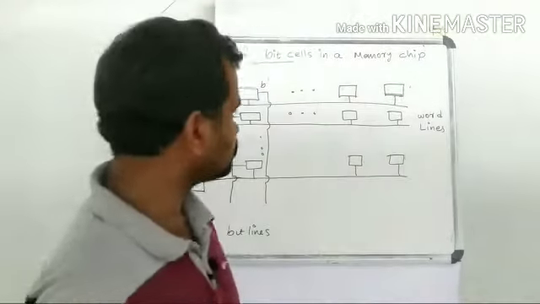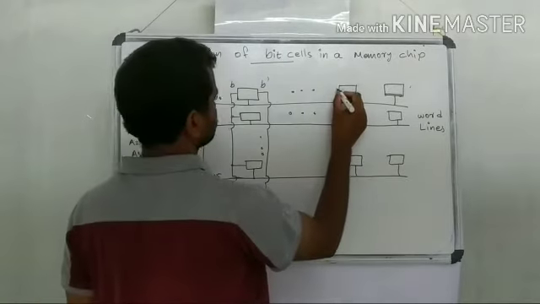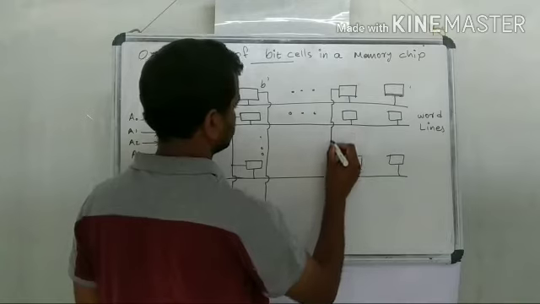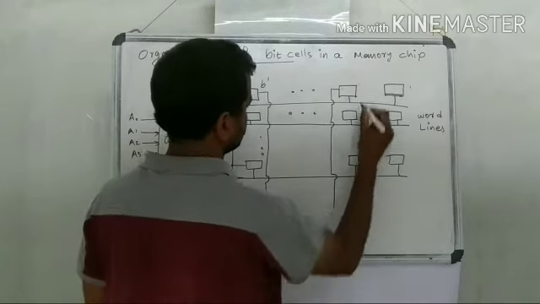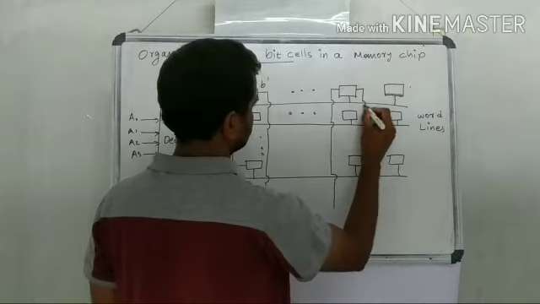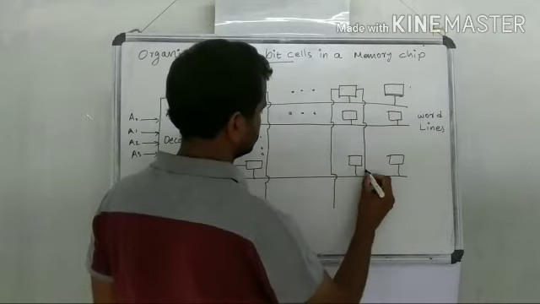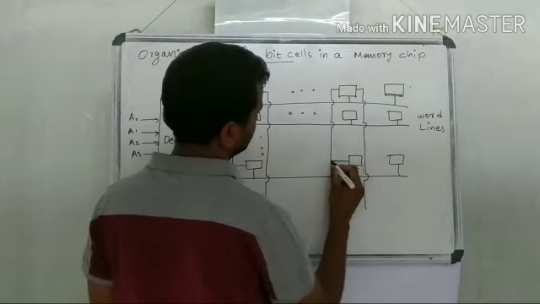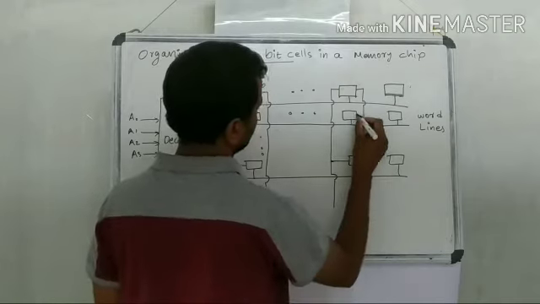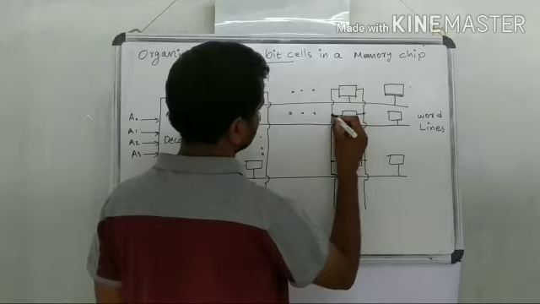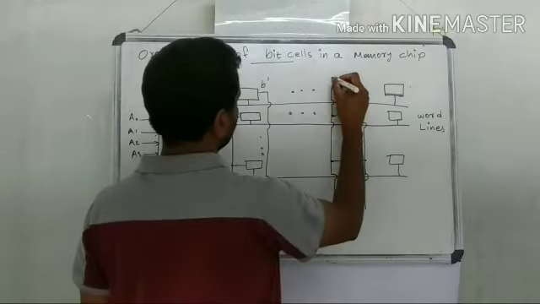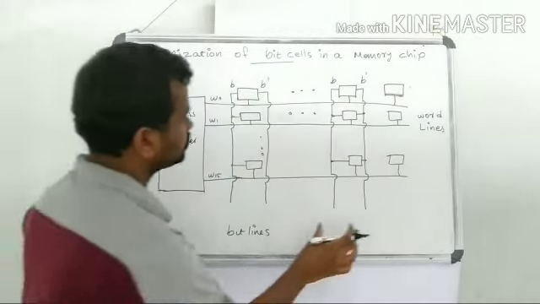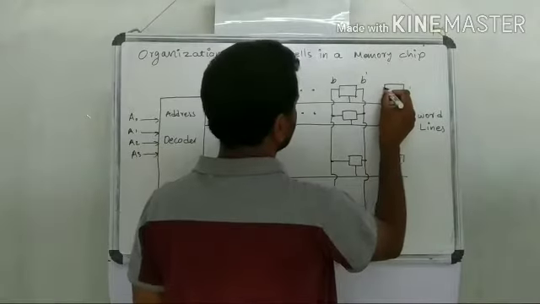Similarly here also, this cell will be connected with this one and this one. This will form the b and b complement, which are also bit lines, and another set of bit lines.